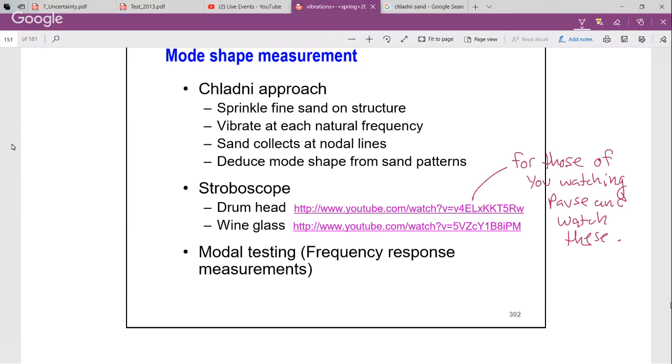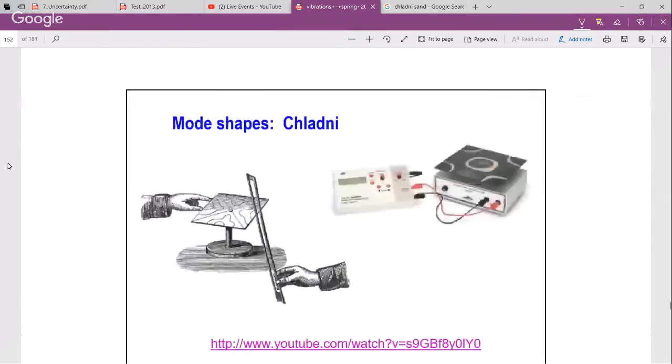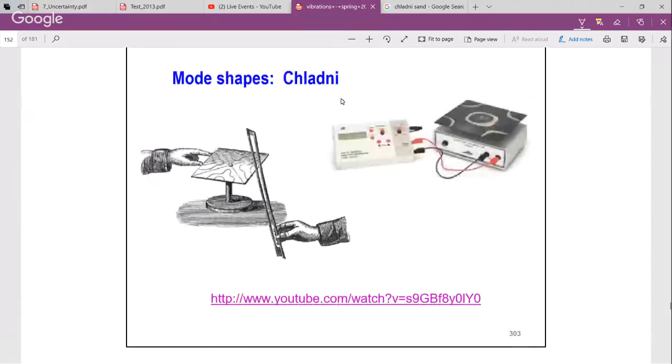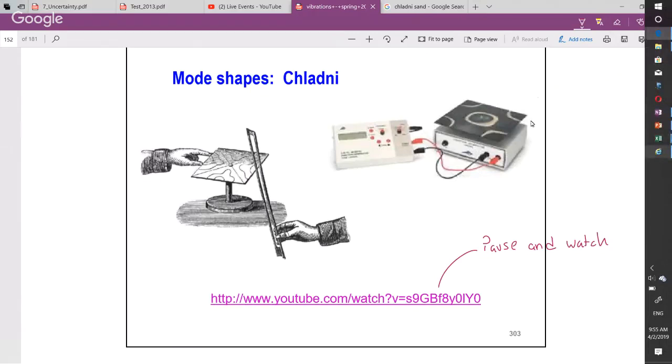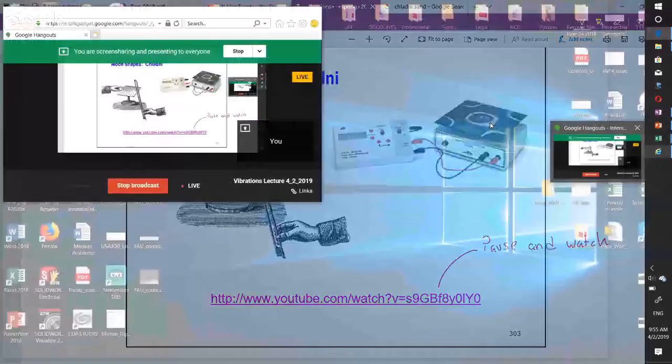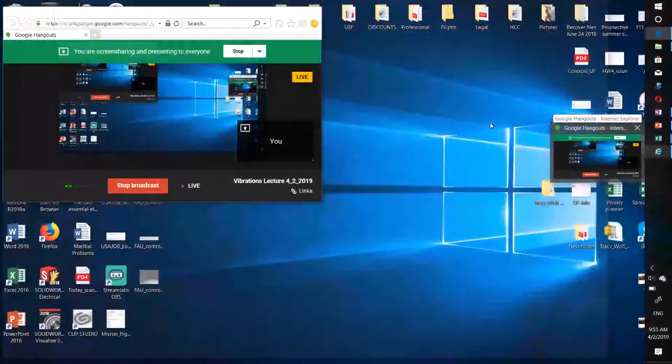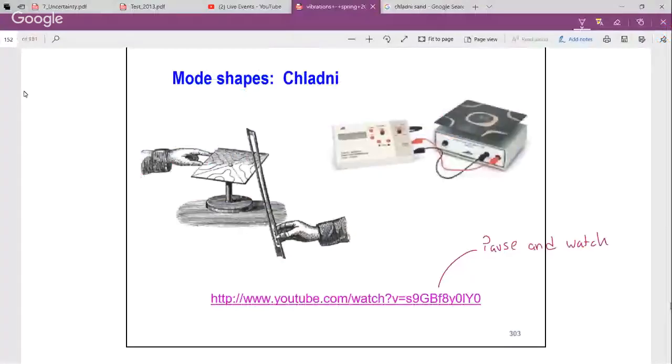All right, first thing I want to show you here is Chladni's approach. Of course, he was doing this before we had audio speakers or a magnetic shaker. So what he would do is take different structures, for example a square plate attached to a stand in the center of the plate. Then he takes a violin bow and holds it along the edge of the plate.